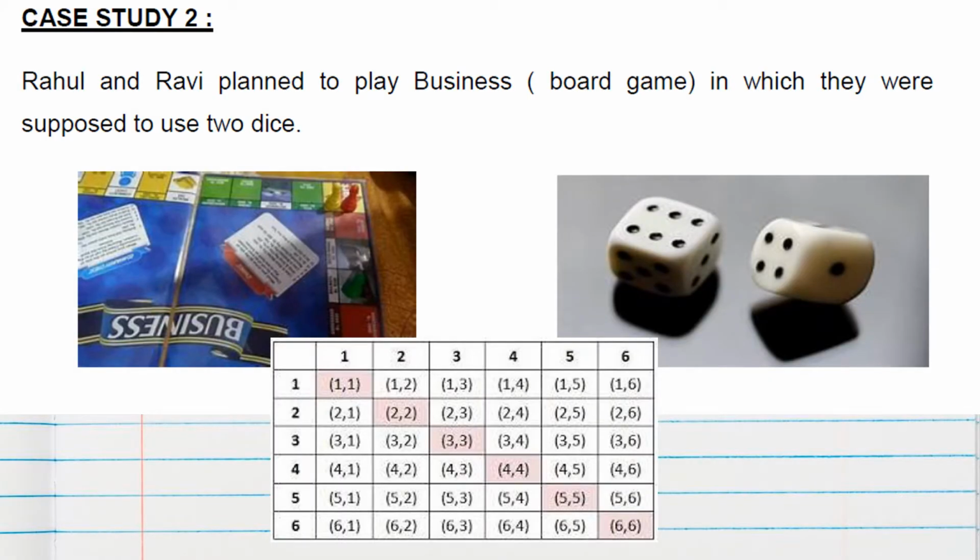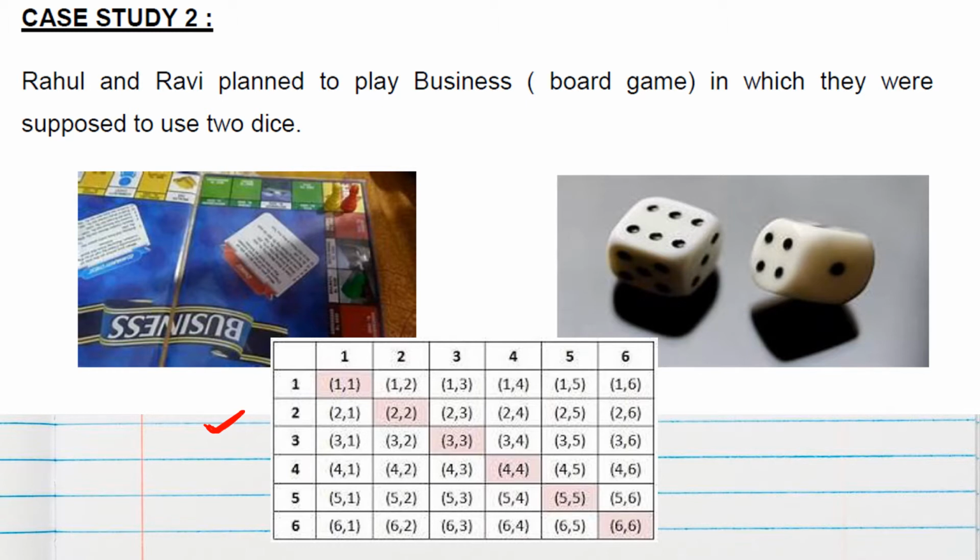Hello students, today we will discuss one more case study from the probability chapter. The question is like this: Rahul and Ravi planned to play a business board game in which they were supposed to use two dice. So here is the sample space, or possible outcomes, when you throw two dice, right?